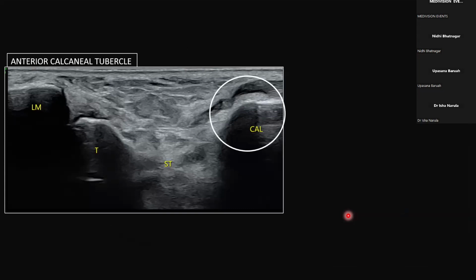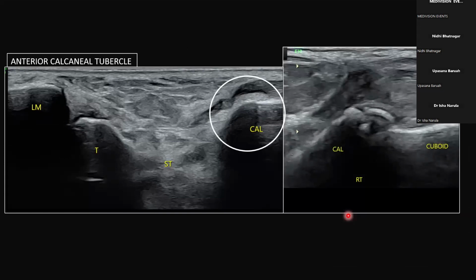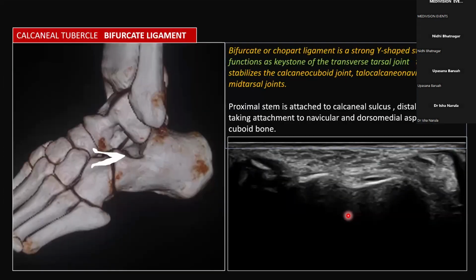calcaneus. This is another important point to see in lateral ankle injury, because it undergoes avulsion of the tubercle by the bifurcate ligament, which gets attached to it. That occurs in plantar flexion inversion injury, or it may occur post dorsiflexion inversion when the calcaneal process collides with the talus or cuboid. So we know that in the anterior calcaneal tubercle, we'll have the bifurcate ligament.